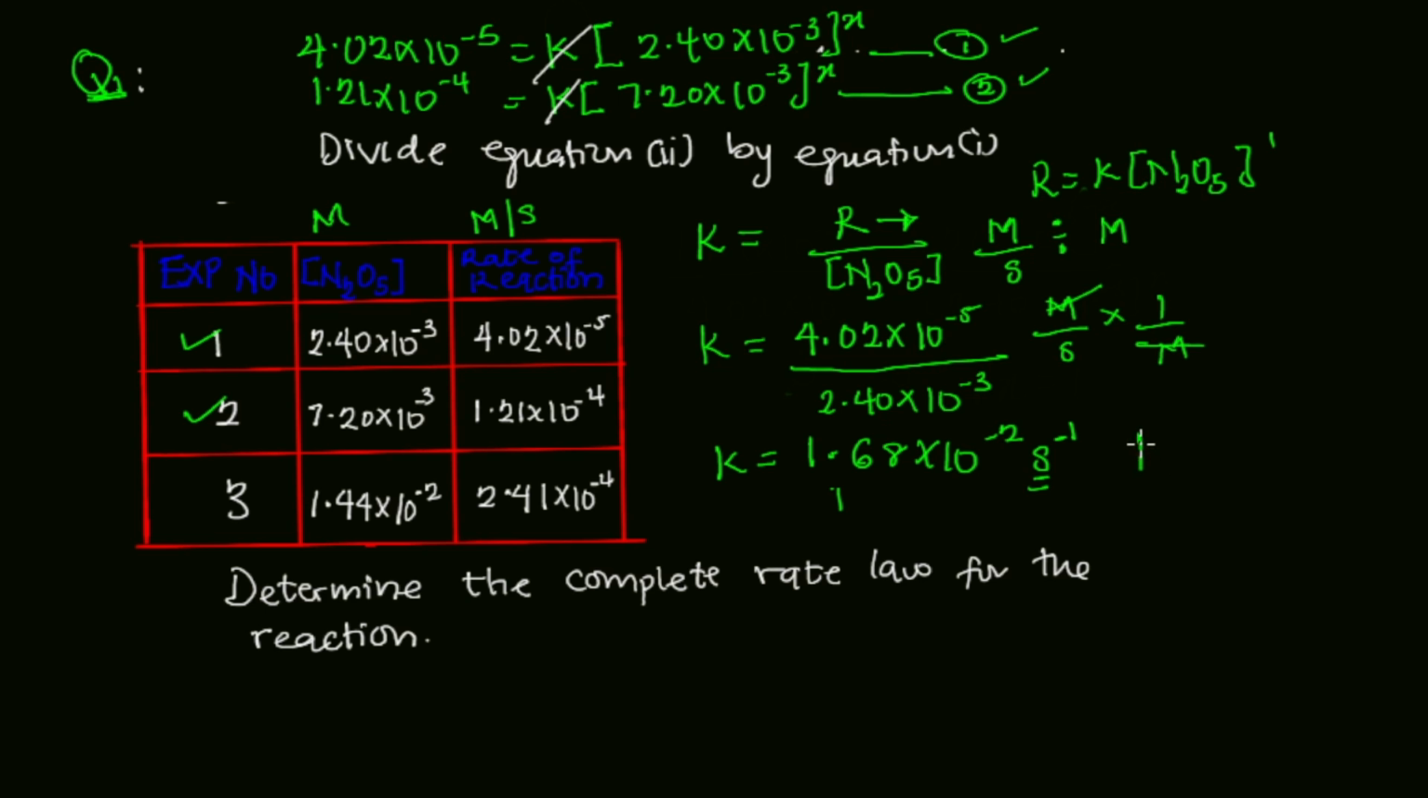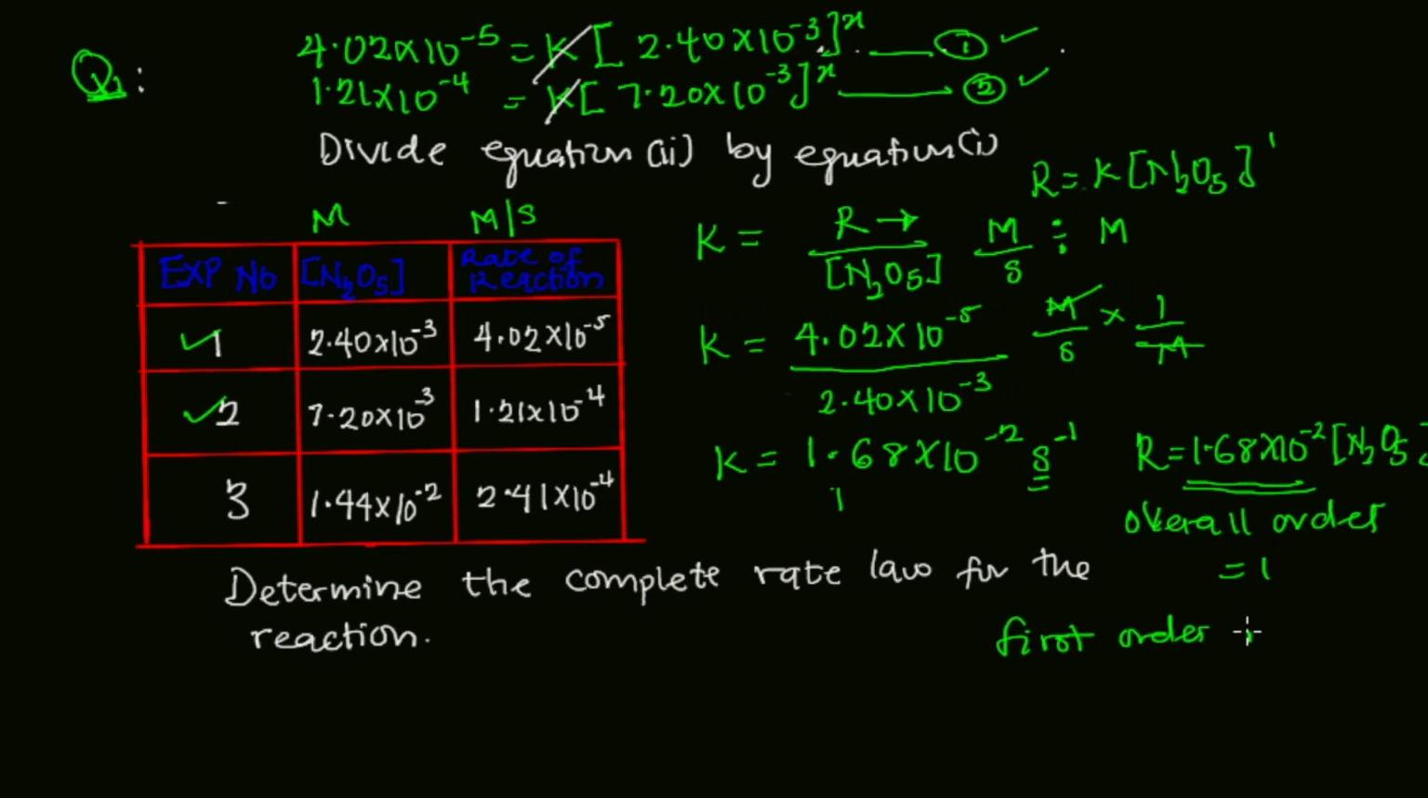And in that scenario, we can come back here and fix it in here. So we're going to have our reaction rate equal to 1.68 times 10 raised to the power minus 2, multiplied by N2O5, all raised to the power of 1. So this is the complete rate law for this reaction, the complete rate law that we are asked to calculate, where this is the rate constant and this is the order of reaction. At the same time, the overall order is going to be 1. So that shows that this reaction belongs to first order reaction.